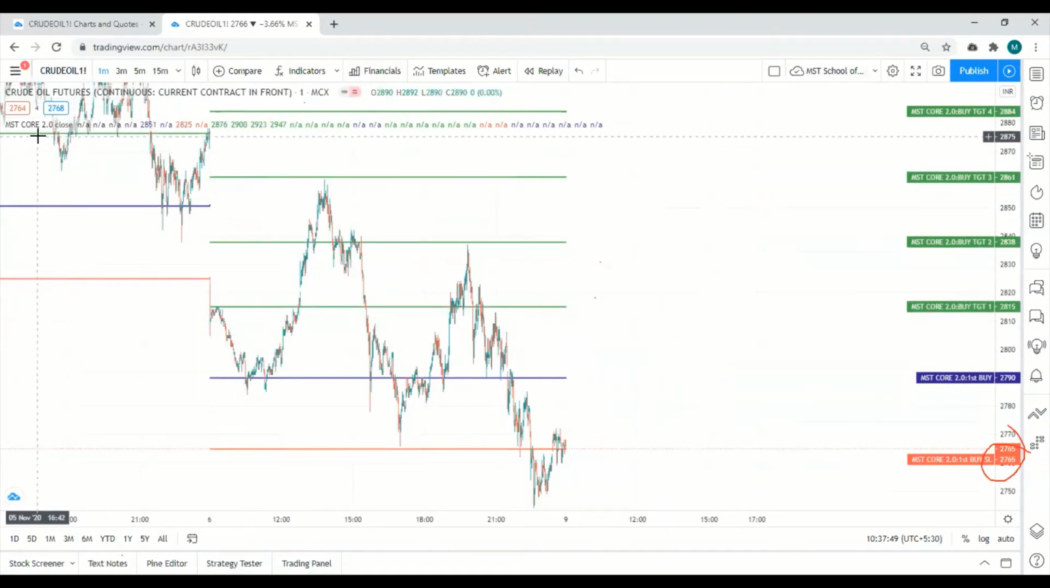Similarly for gold, silver, 300 rupees extra risk you can take. Only 300 rupees based on the condition. When you are used to this indicator, you will understand how many points buffer you have to keep.